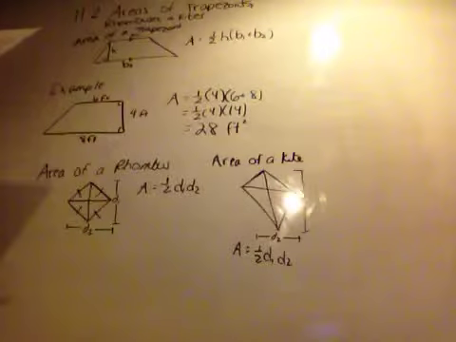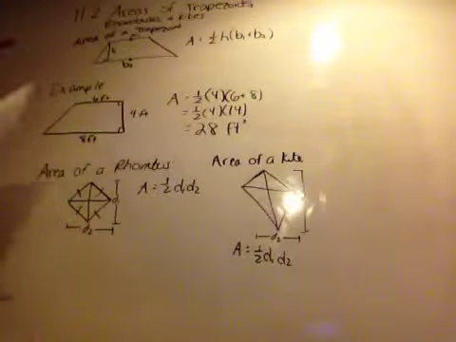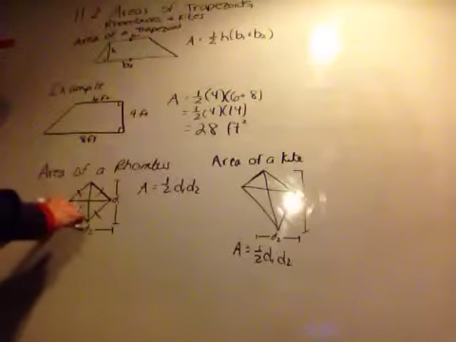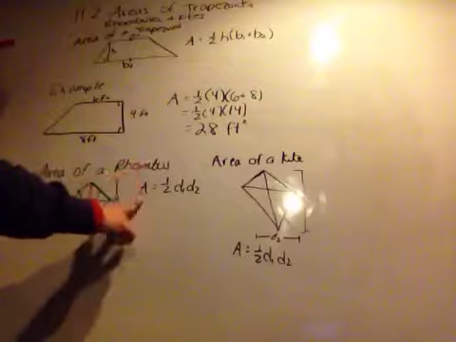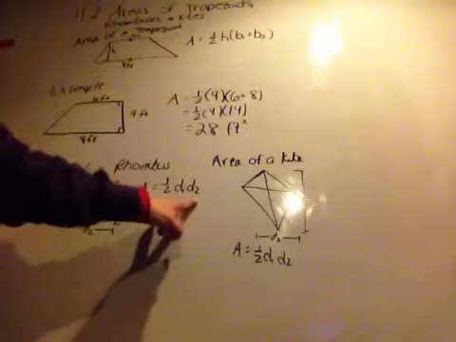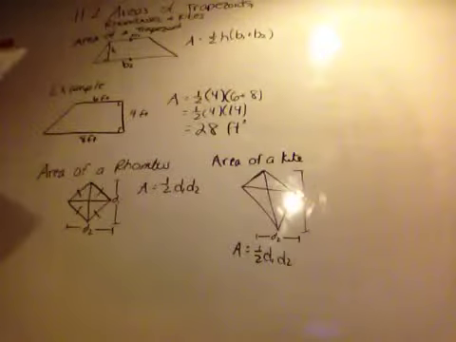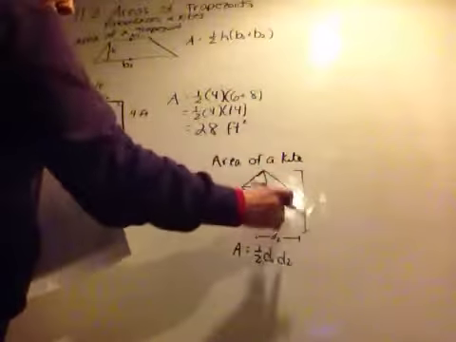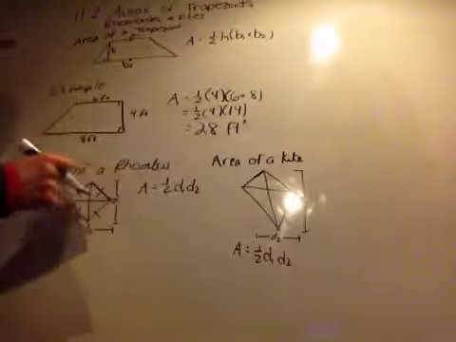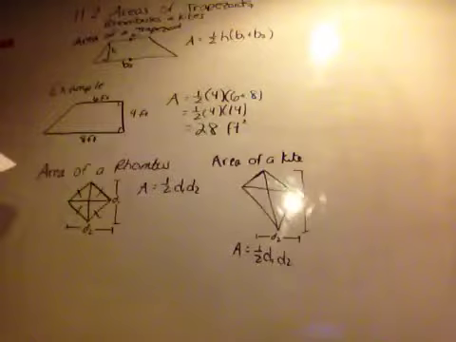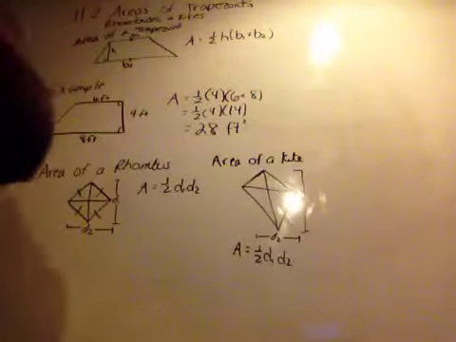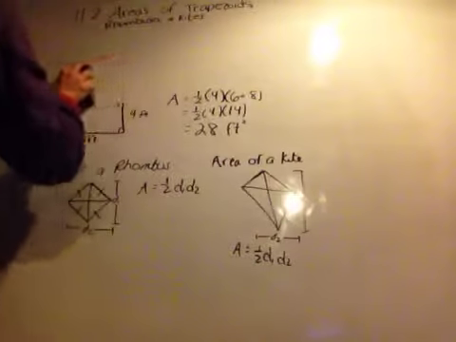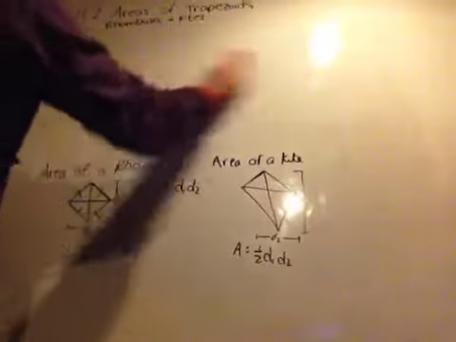The area of a rhombus is 1/2 the product of the lengths of its diagonals. So this is diagonal 1, which would be this one right here, and then this is diagonal 2. So area is 1/2 times diagonal 1 times diagonal 2. And then a kite is the same thing. You're going to multiply your two diagonals and times it by 1/2. So we're going to use those formulas to find the area of a rhombus, and then we'll also do the area of a kite.